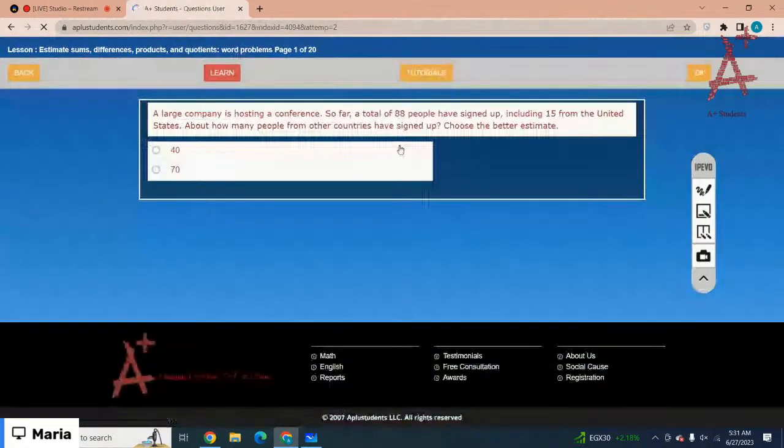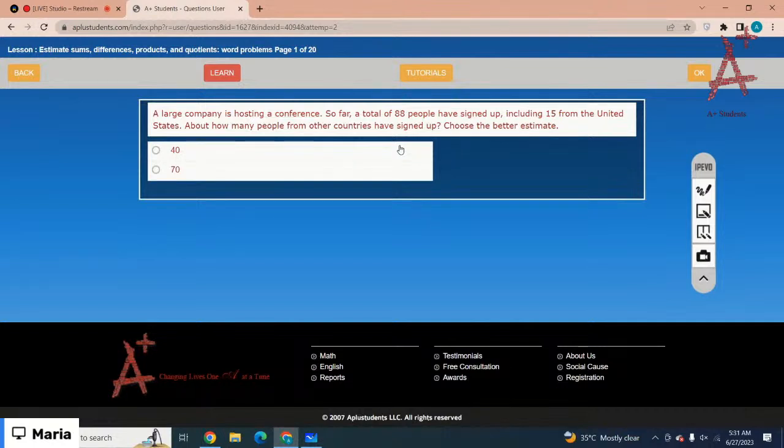A large company is hosting a conference. So far, a total of 88 people have signed up, including 15 from the United States. About how many people from other countries have signed up? Choose the better estimate.